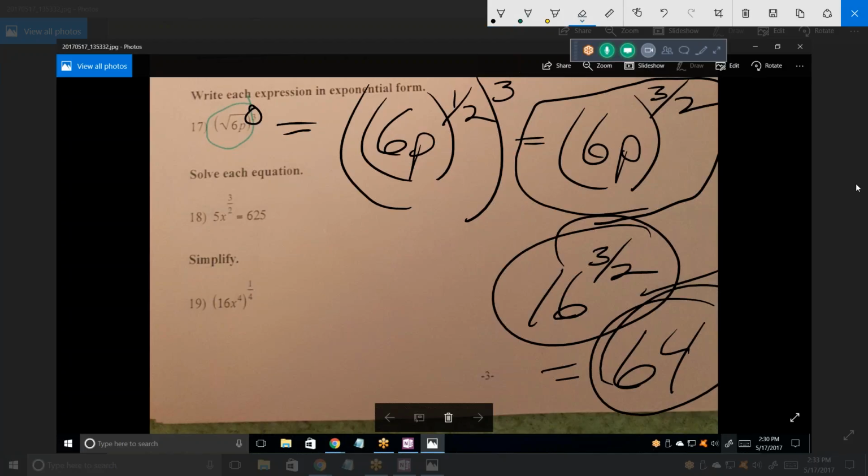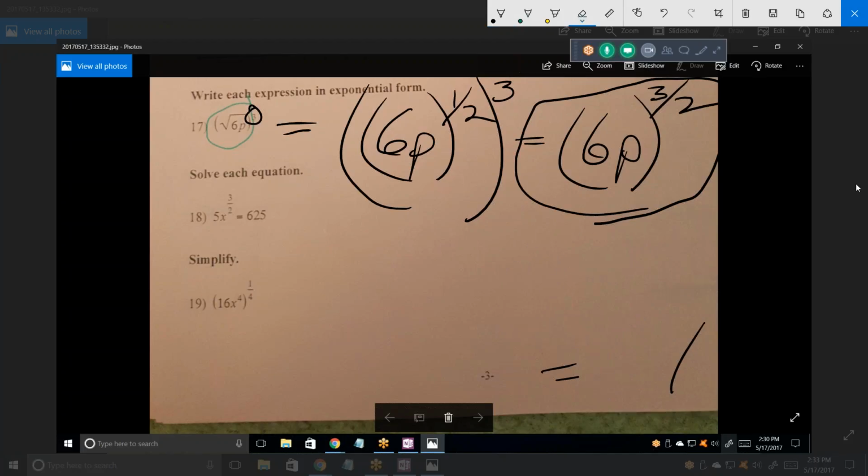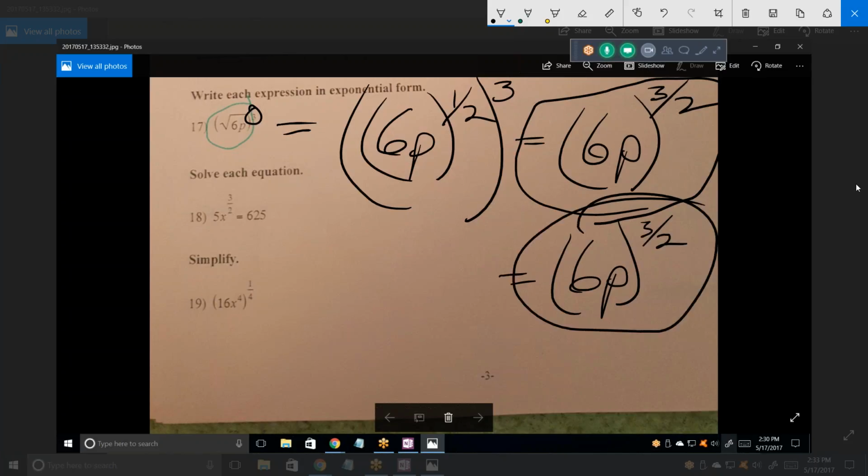Now, in the problem we're looking at, notice that the very first step would be to take the square root of 6, which is not a rational number, then to cube it, which is still not a rational number, and then do the same thing to p. Since we do not produce integers, we don't do any of those steps. And the final step is 6p in parentheses to the 3/2. That's going to be your answer.